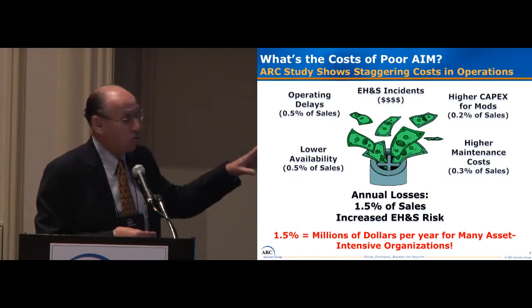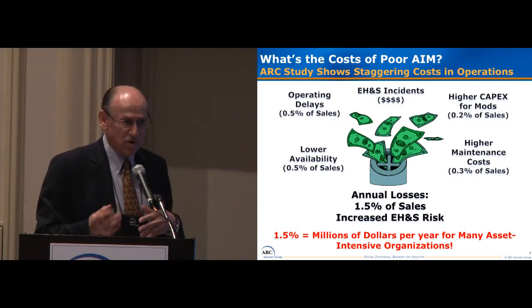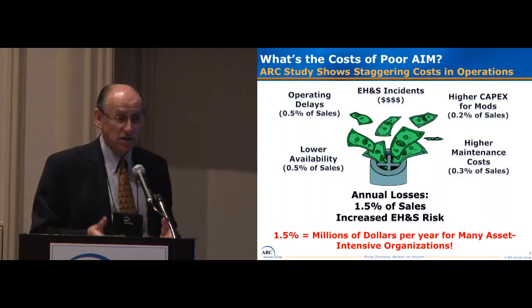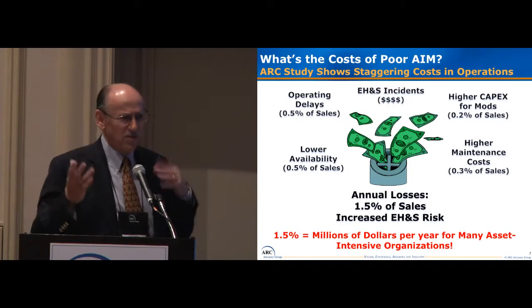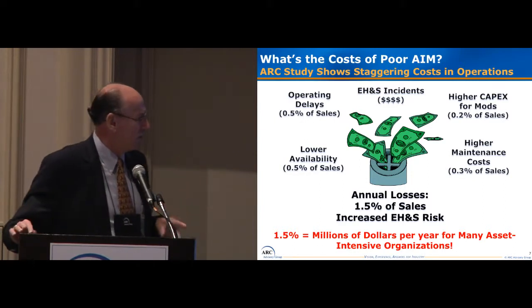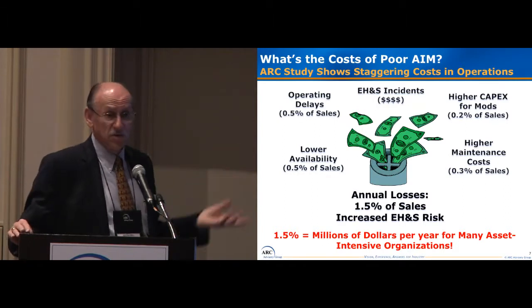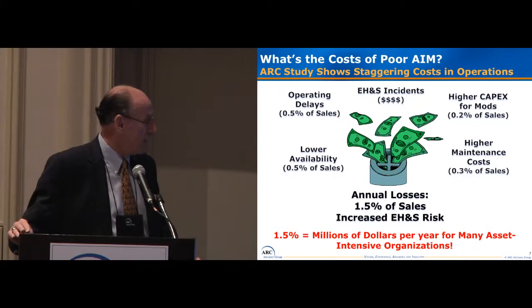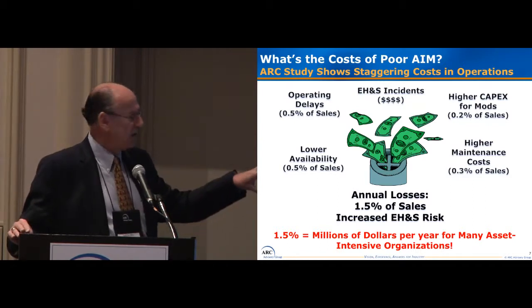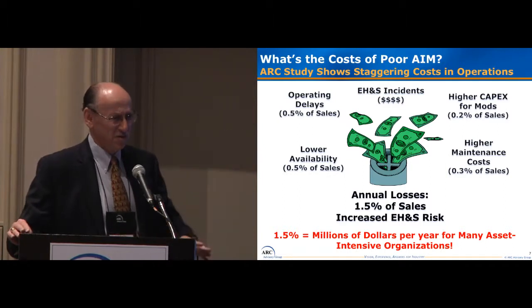And they're lost through lower availability, operating delays, higher CapEx costs for modifications, and higher maintenance costs. And higher maintenance is not, as people sometimes think, the only issue. That's actually a small part of it. When you add all those together, you get about 1.5% losses, plus there's a big environmental, health and safety risk, an enormous risk that a lot of people ignore. And the key point of that is that it's lost every year, year after year after year after year.